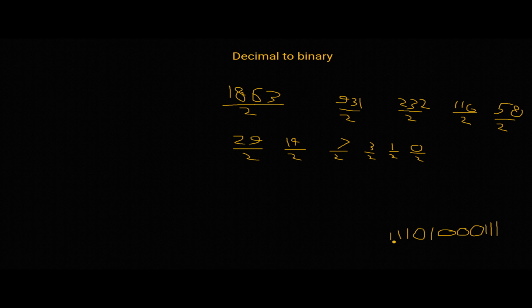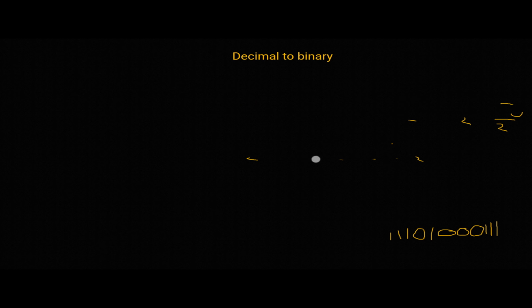This is 1863 in binary. Now, to prove that to ourselves, let me write this up here. So we have 1, 1, 1, 0, 1, 3 zeros, and then 3 more ones.